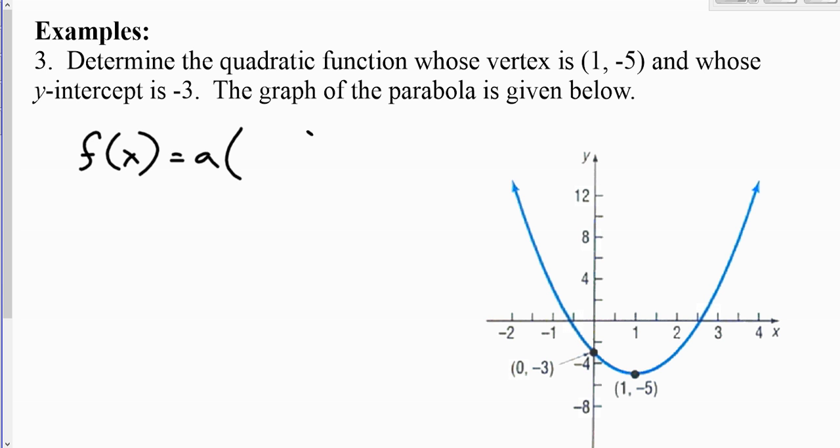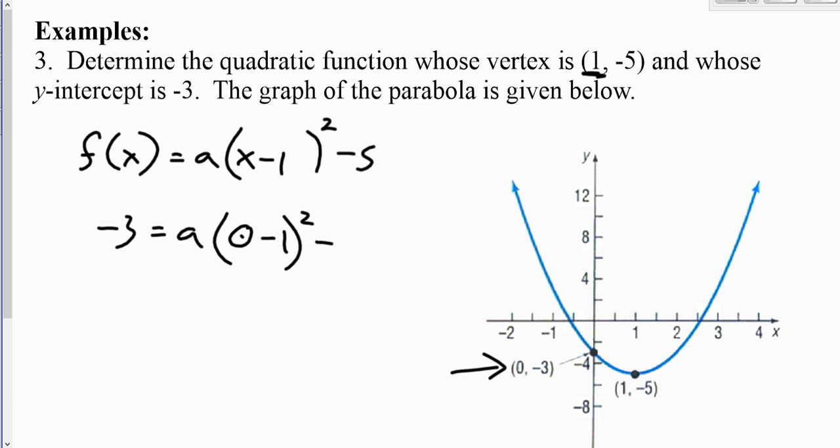And I have x minus 1 for my h. And then my k value is -5. And there I am in my vertex form. So I'm given another piece of information, that 0, -3 is a solution to this. So I can plug in, so I know that f at 0 is -3, so -3 is equal to a times 0 minus 1 squared minus 5. Now I can solve for my a value.